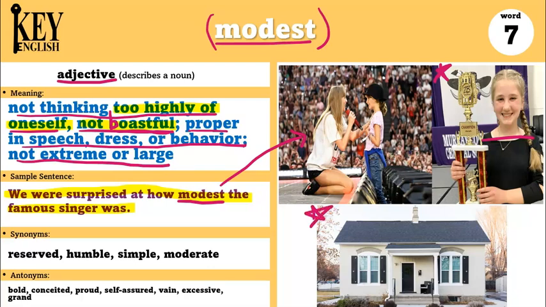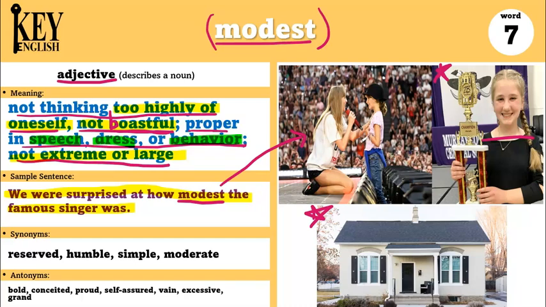And we can also use modest to describe something that's not very large or not very extreme. For example, I can say they lived in a modest house. It means the house is not too large. It's just a normal, regular sized house. And the last way we can use this word is when we're talking about how someone speaks or how they dress or how they act.